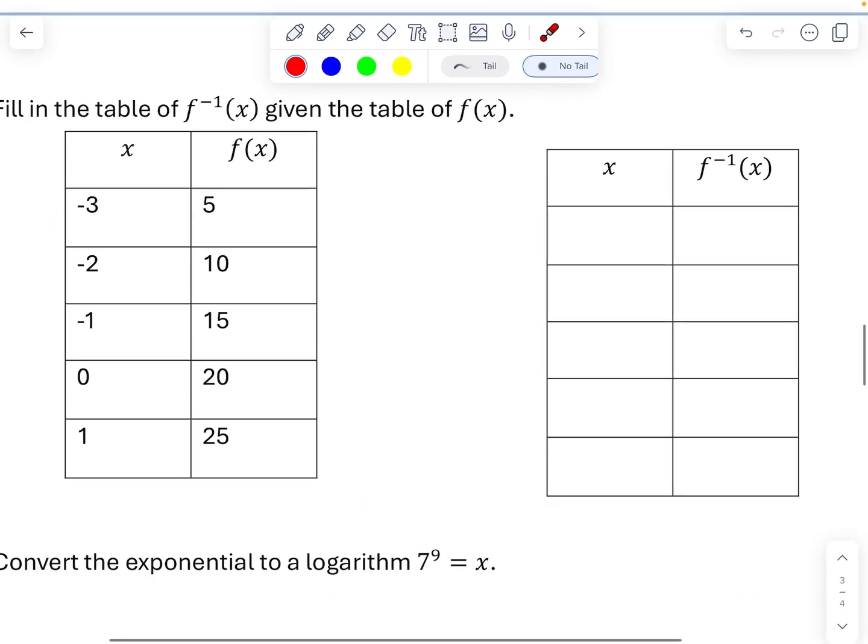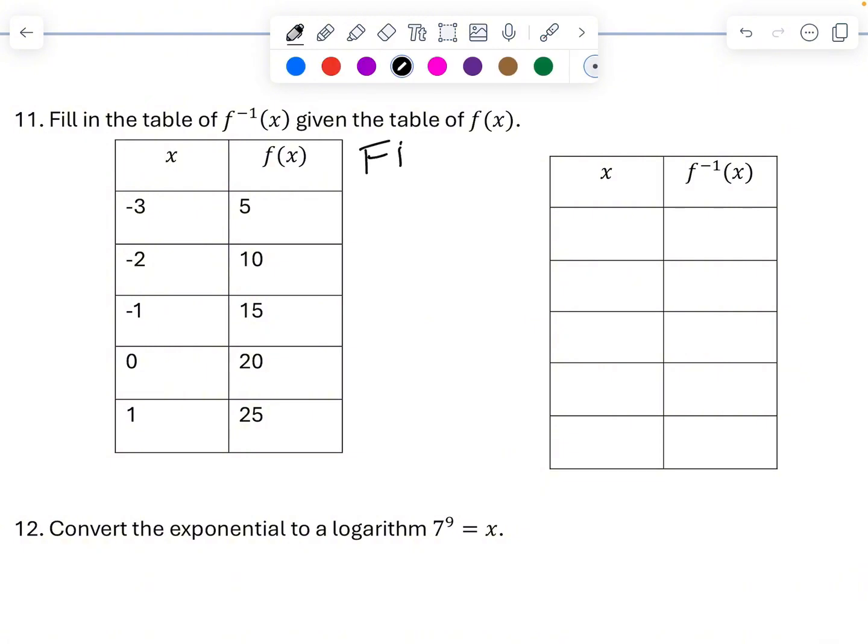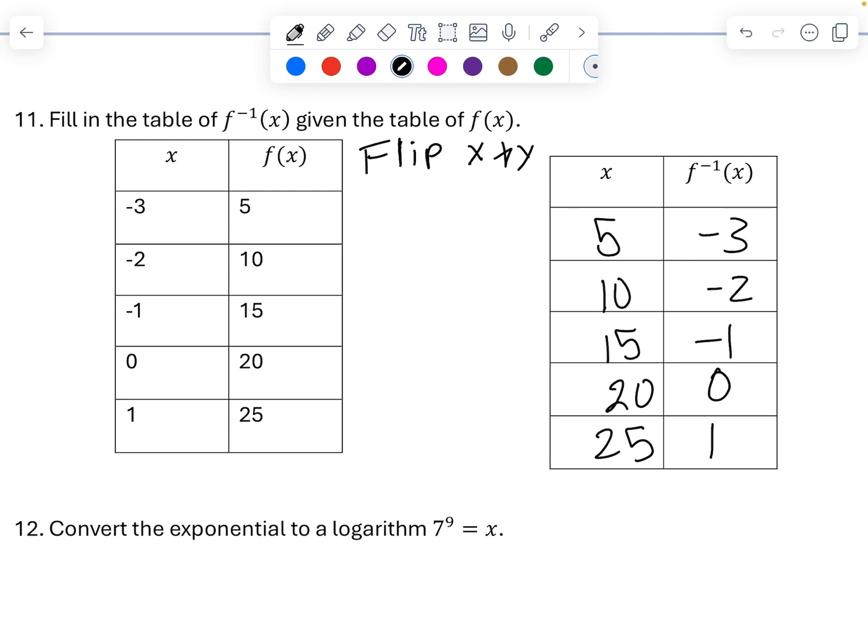Okay, so now let's talk about the tables. Same thing with inverses. The most important step is to flip x and y. So if I have this function right here, this is my original, and I want to find its inverse, I am literally just going to swap these two things. So I'm going to have a 5 here, negative 3 here, 10, negative 2, 15, negative 1, 20, 0, 25, 1. That's it. So again, with inverses, the most important thing is to flip x and y.